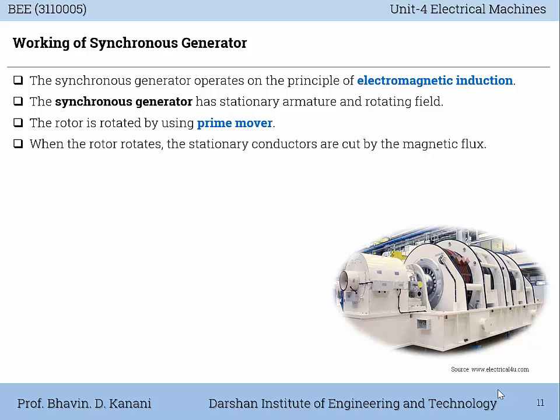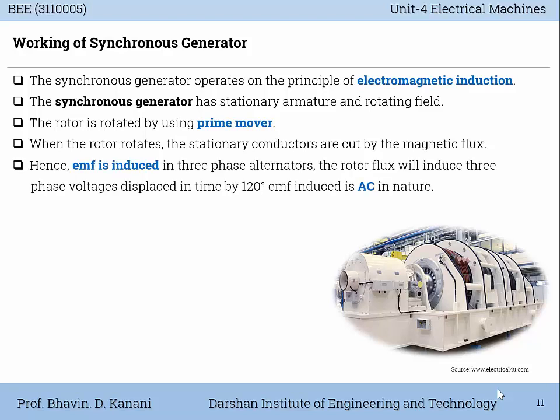When the rotor rotates, the stationary conductors are cut by the magnetic field. Hence, EMF is induced in three-phase alternators. The rotor flux will induce three-phase voltages displaced in time by 120 degree. EMF induced is AC in nature. AC voltage will give rise to AC current when a load is connected to the stator.